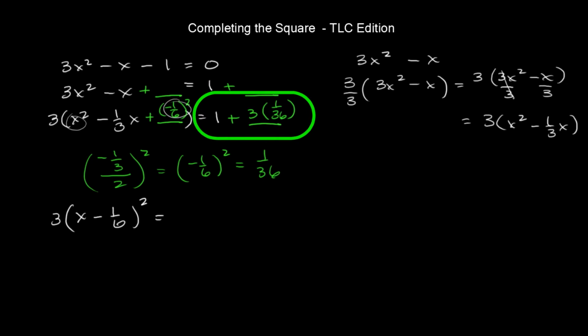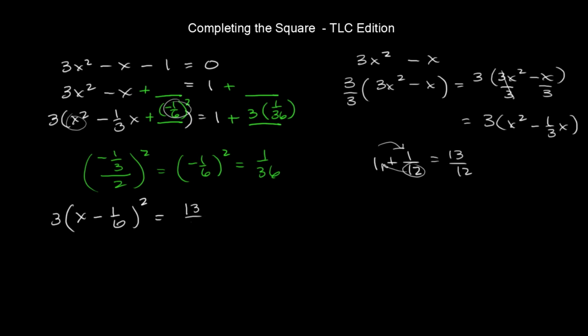Since 3 times 1/36 is really just 1/12, then we have 1 plus 1/12. I'll just write that here on the side. 1 plus 1/12. So this is 12 times 1, which is 12, plus 1, which is equal to 13 over 12. So this right side will be 13/12. Then we can divide by 3 on both sides, and we'll get x minus 1/6 quantity squared is equal to 13 over 36. Essentially, I'm just multiplying by 1/3 on both sides, but I think you guys see that.